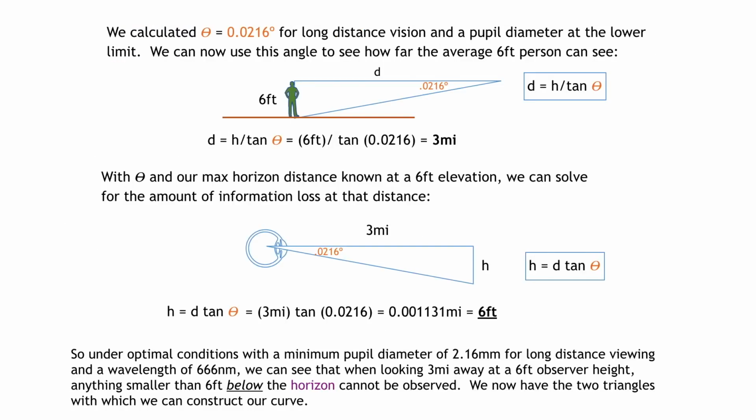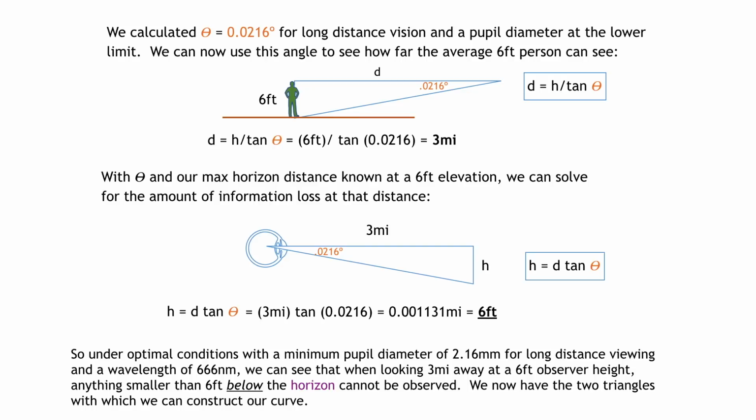So we have theta equal to 0.0216 degrees for long distance vision and a pupil diameter at the lower limit. So we can now use this angle to see how far the average 6-foot person can see, just like we did with our object examples before. So distance is equal to the height divided by tangent theta, which is now equal to 6 feet divided by tangent 0.0216, gives us 3 miles.